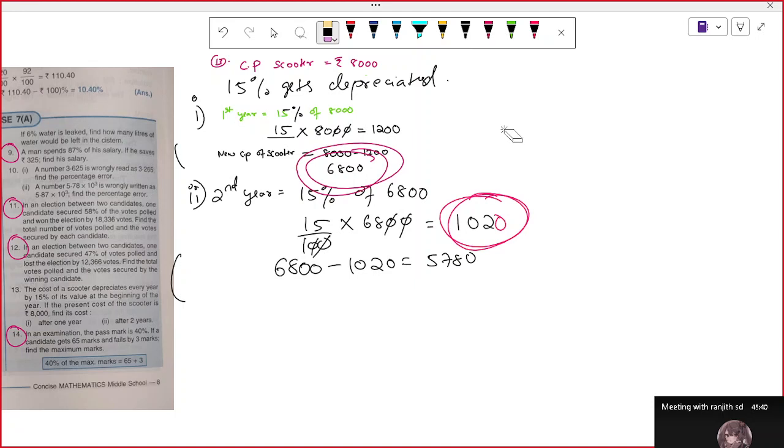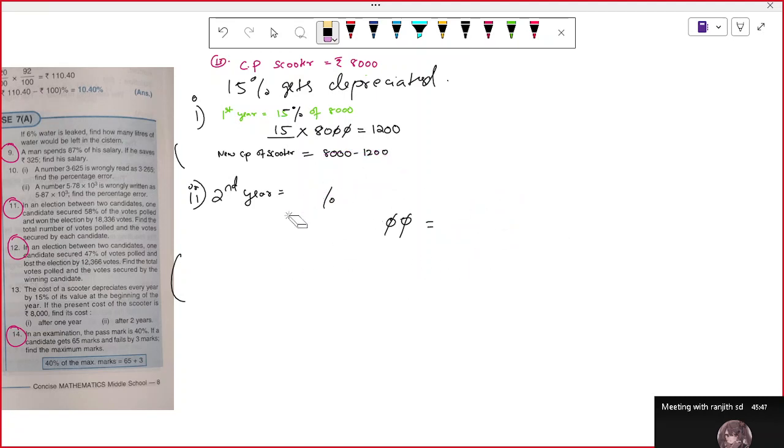After that, we'll try the 16th question. Copy the 16th question.